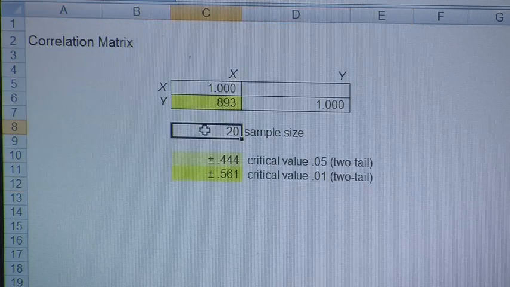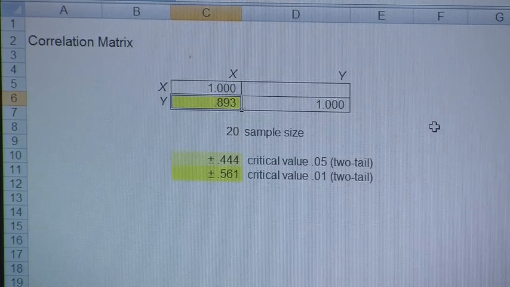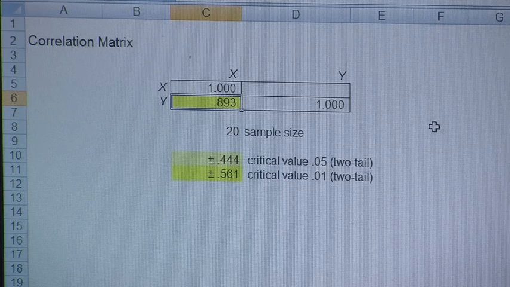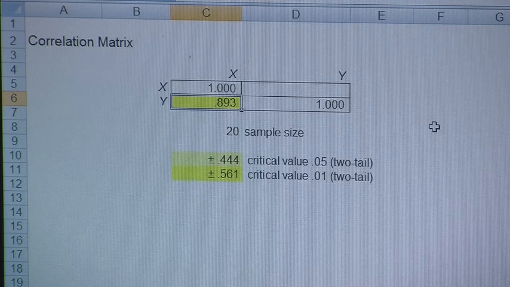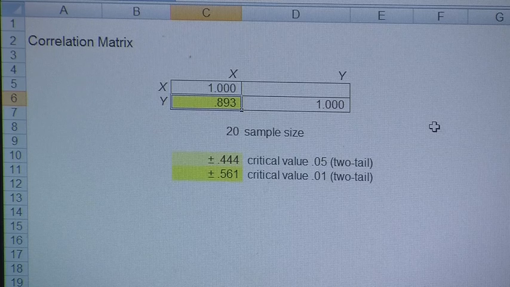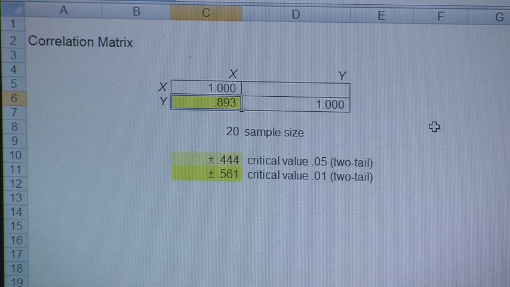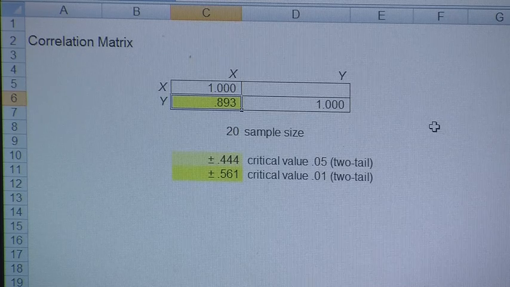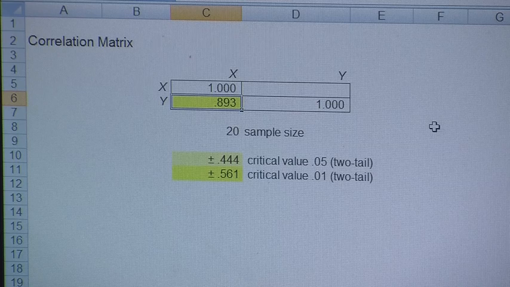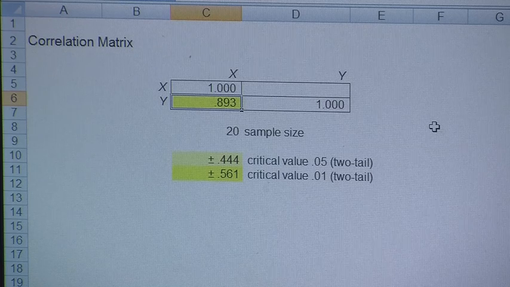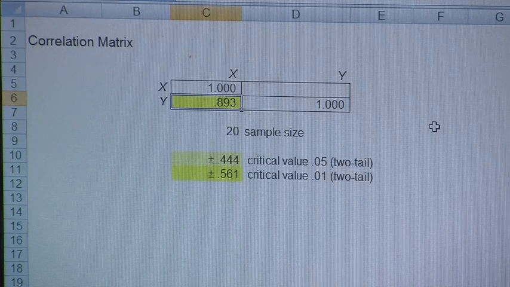Now, I only want to direct your eye at this point to this value here, 0.893. What that number indicates is that the Pearson correlation coefficient between our two variables of interest, X and Y, is 0.893. Remember, X is how many sales calls the salesperson made, Y is how many dollars of sales the salesperson generated.